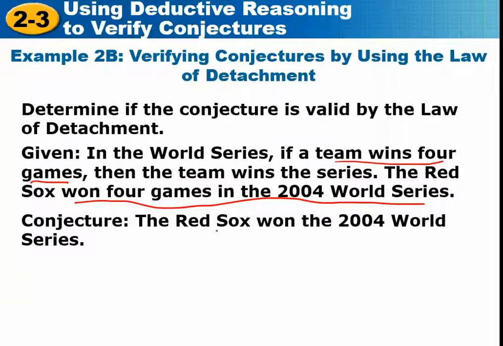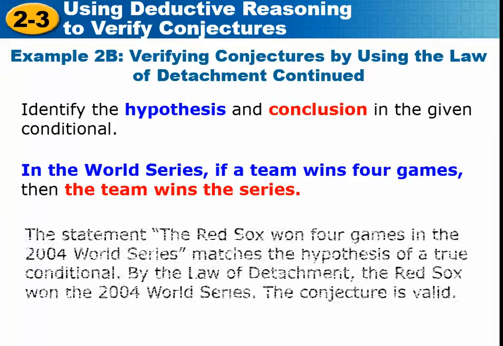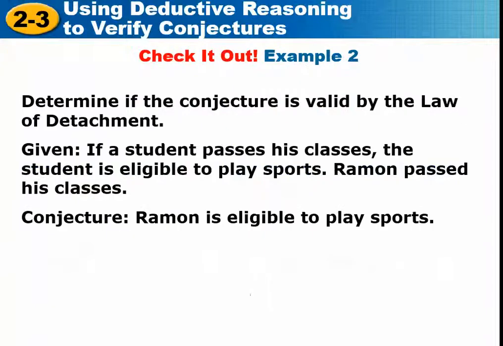So their conjecture of the Red Sox won the World Series matches my conclusion of the team wins the World Series. See that? So this time it is valid by the law of detachment because they gave me the right parts. They told me that the hypothesis is true, which means then that the conclusion will be true by the law of detachment.